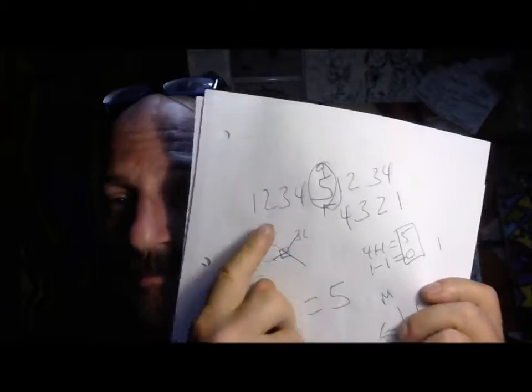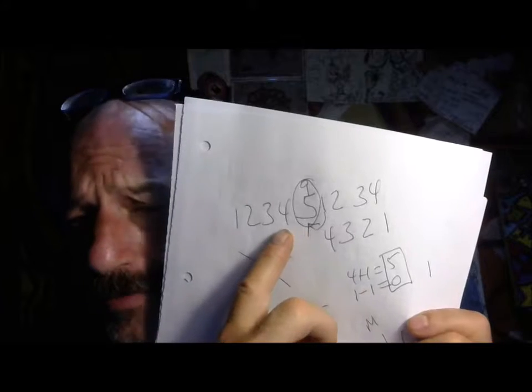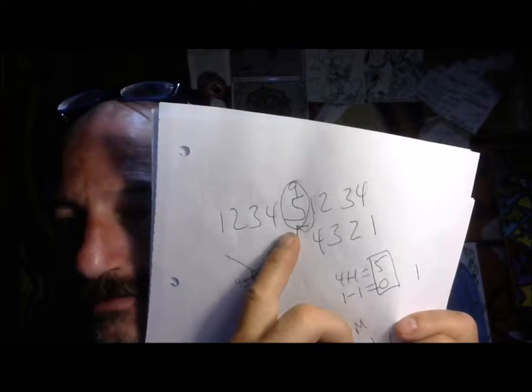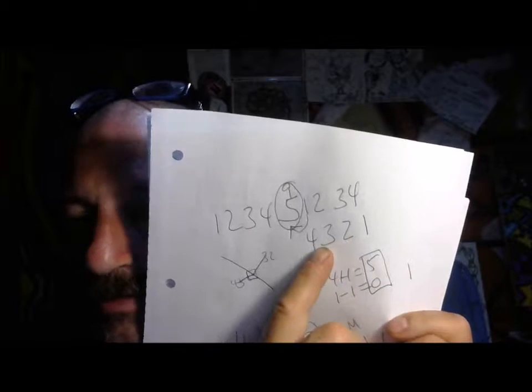Now I say, ask yourself. Let's go. 1, 2, 3, 4. 4 plus 1 is 5. Plus 1 is 3. Plus 1 is 4. Plus 1 is 5. 1 plus 1 is 2. Plus 1 is 3. Plus 4 is 5.